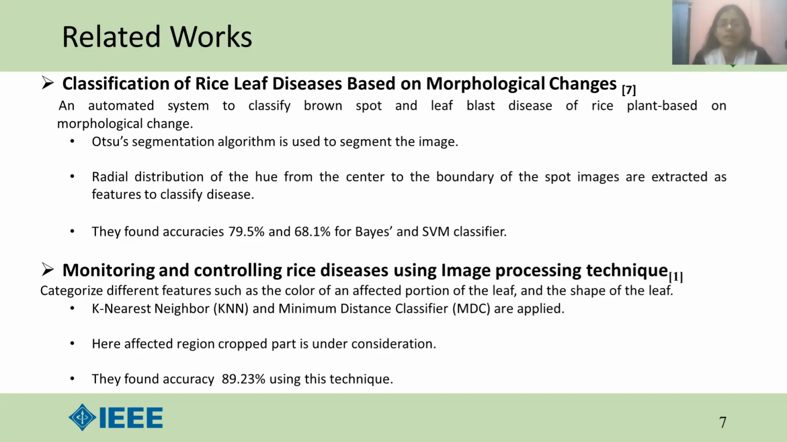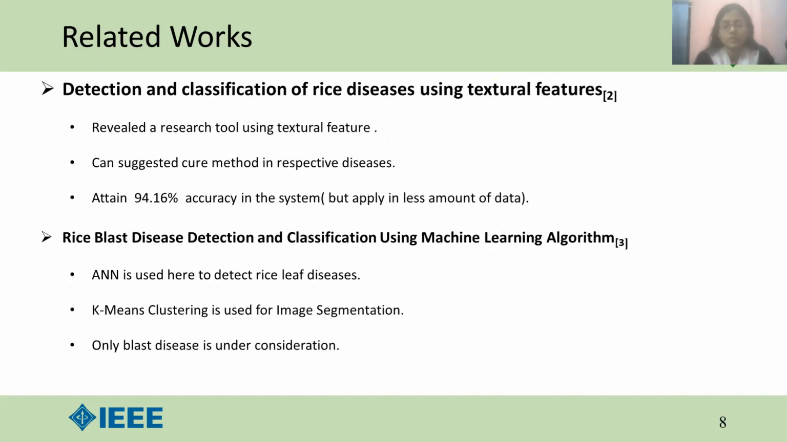Monitoring and controlling rice leaf disease using image processing technique. It categorizes different features such as the color of the affected portion of the leaf and the shape of the leaf. Here, K nearest neighbor and minimum distance classifier are applied. The affected region crop part is under consideration. They found 89.23% accuracy in this system.